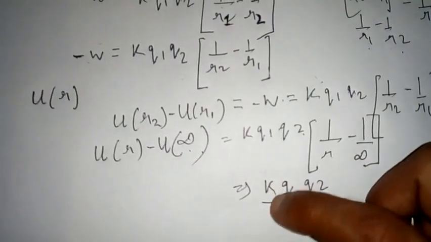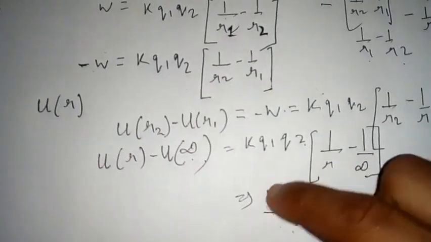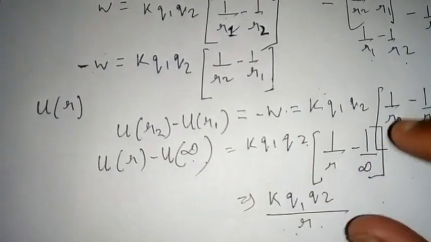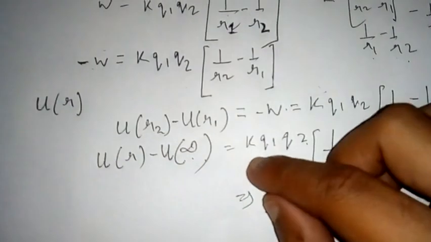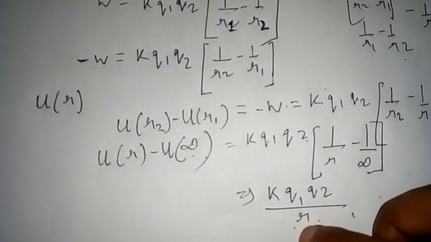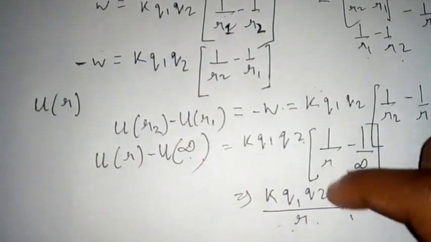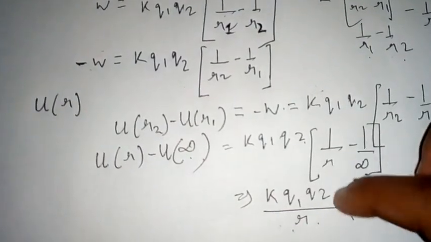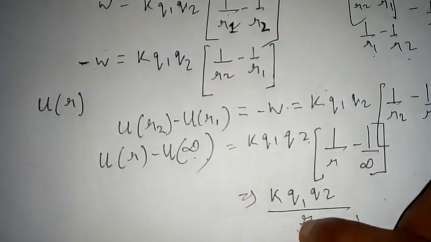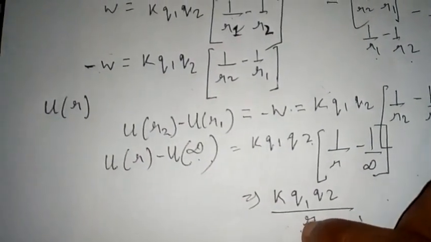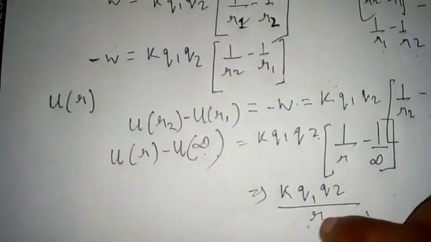K is 1 over 4 pi epsilon naught. So what this value means is, if I'm bringing a charge from infinity to a position which is at a distance r from the fixed charge, this much work will be done in bringing that charge from infinity to that point, and that will be my change in potential energy.